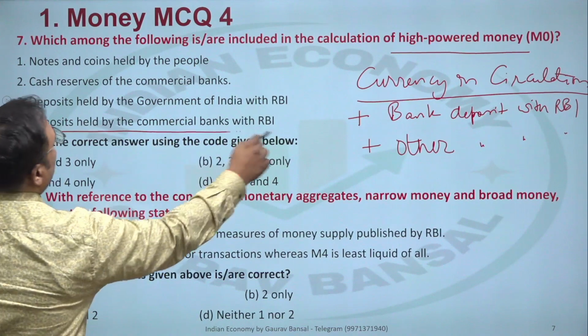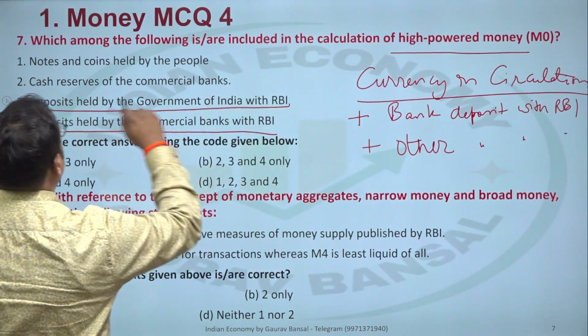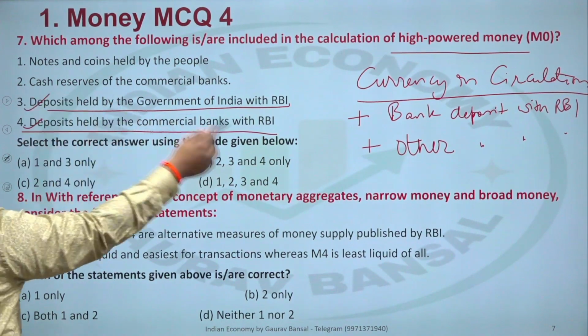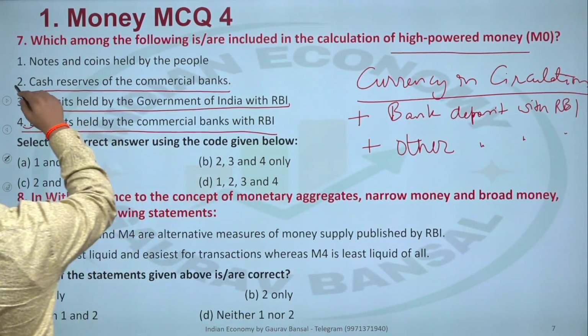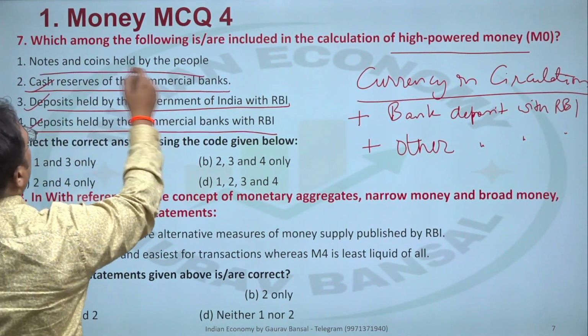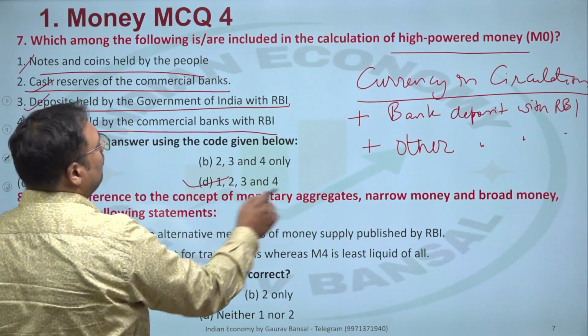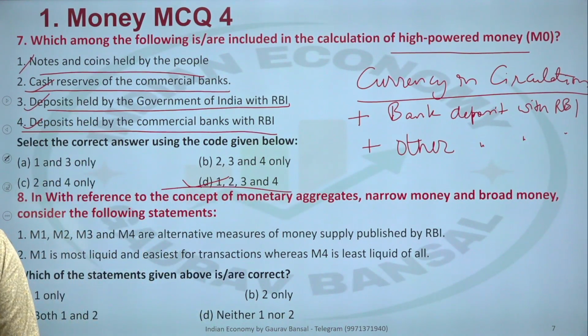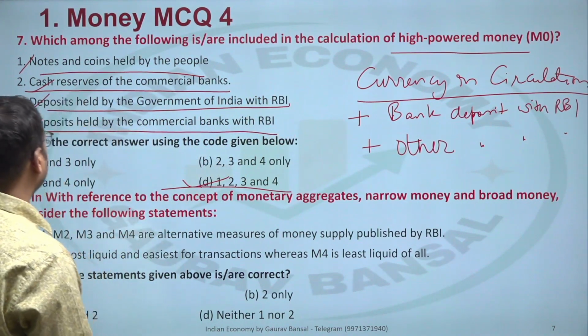Now, deposit held by commercial banks with RBI, this is correct. Deposit held by Government of India with RBI, this is also correct. This will come in the other deposits. Cash reserves of the commercial bank, that is also correct because that is also kept with the RBI. Note and coins held by people, that is also correct. That is currency in circulation. So answer should be D. 1, 2, 3, everything is included here. So from the formula itself you can very easily figure this out.